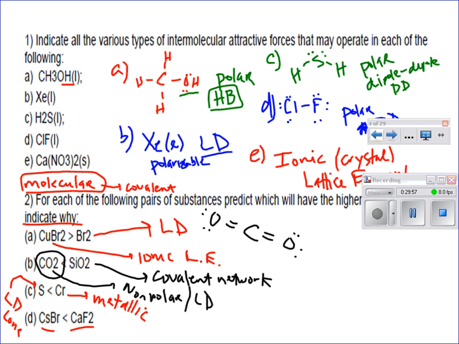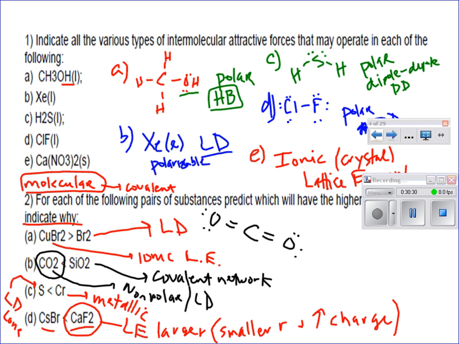Why is CsBr easier to melt than CaF2? Just kidding, not bond. So I'm going to point to this one and say lattice energy larger. Why? Smaller radius and higher charge. Wow, so y'all learned something last unit. That's awesome.